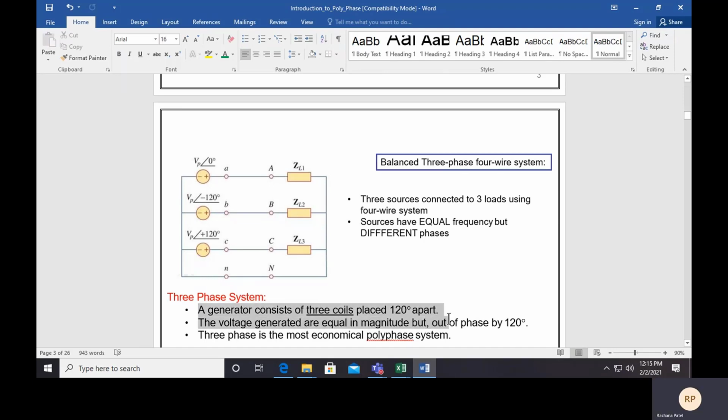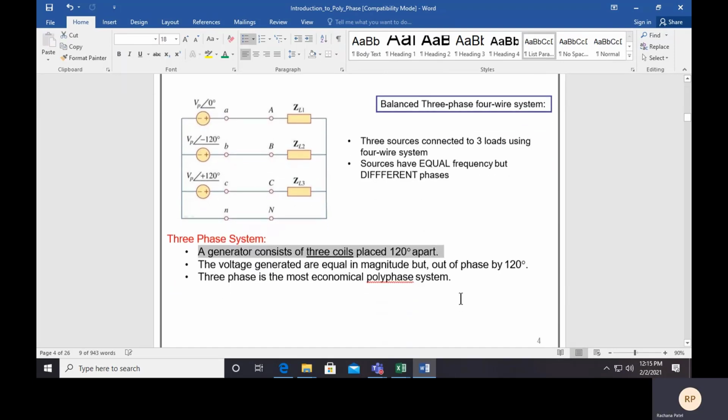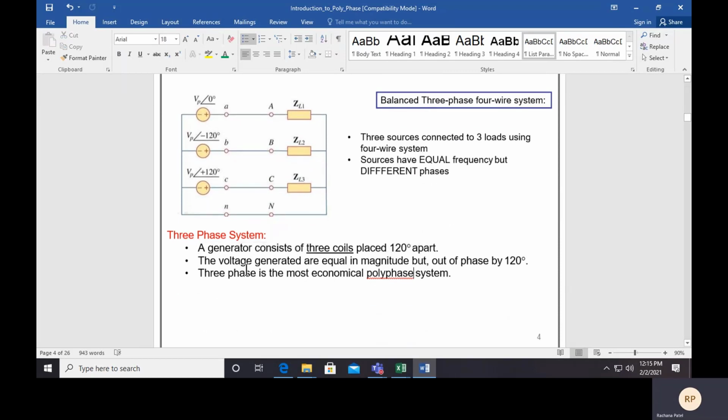So for three-phase generation, this is the first requirement. Obviously, the voltages generated by sources displaced by 120 degrees will have equal magnitude, but the phase difference is 120. This is known as a three-phase system, or also a polyphase system.